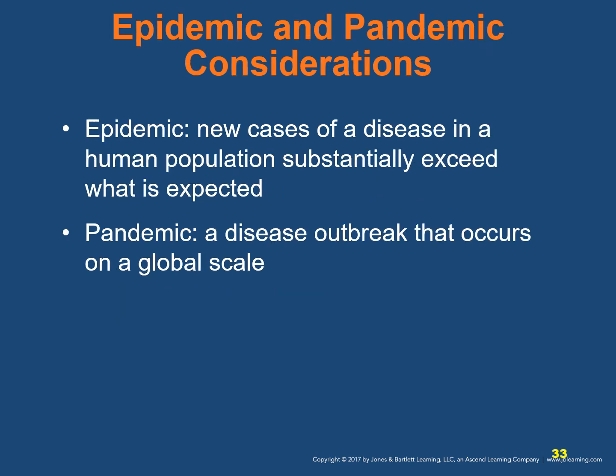Epidemic and pandemic considerations. Epidemic: when new cases of a disease in a human population substantially exceed what is expected. Pandemic: a disease outbreak that occurs on a global scale. A flu pandemic occurs when a new influenza virus emerges that spreads easily from person to person, causing serious illness, and is found in multiple countries in a short time.